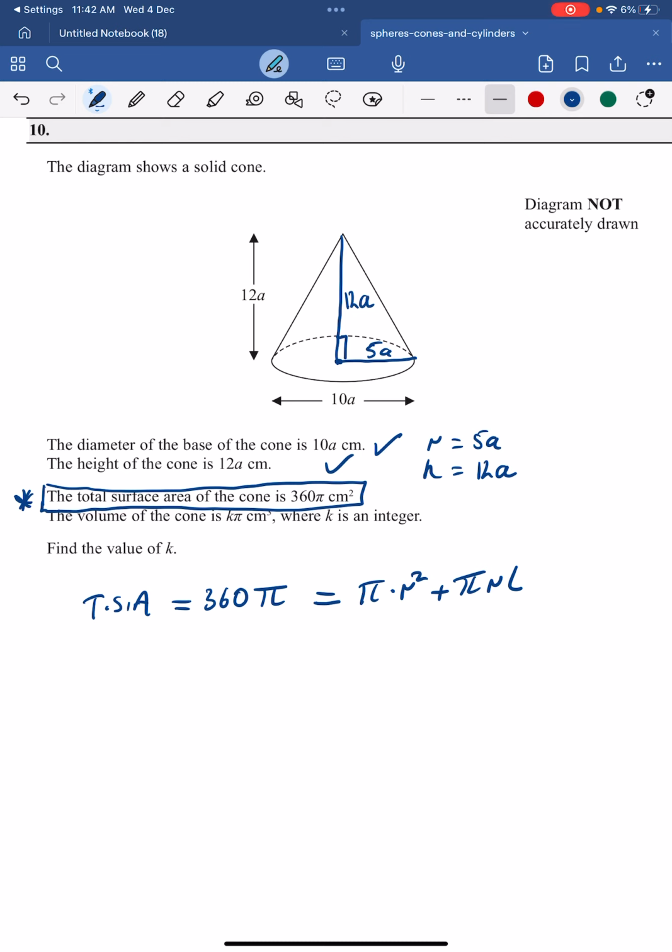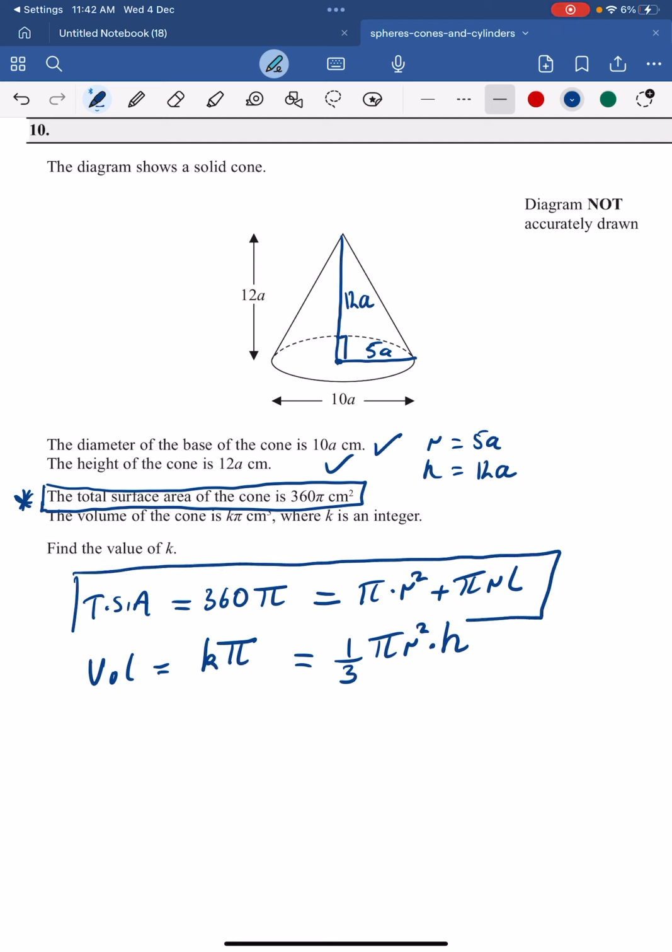And now it tells us that the volume of the cone is k pi, k times pi, and the volume of the cone is 1/3 base area times height. Okay, so I think we've got all the information, and we're trying to find the value of k. Well, it looks quite complicated, doesn't it? There's a lot of things going on here. This was the first bit of information we were given. Let's see if we can make any sense of this.